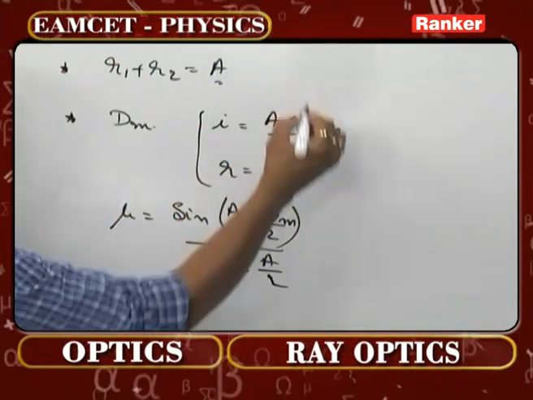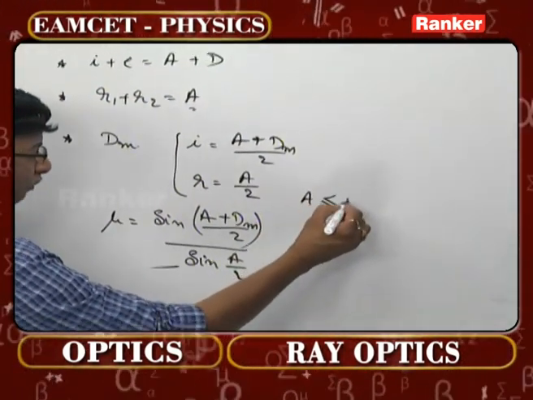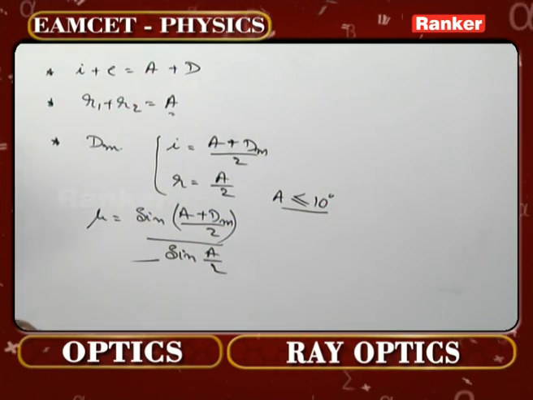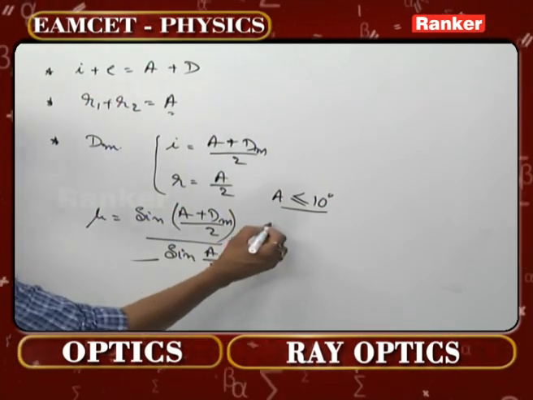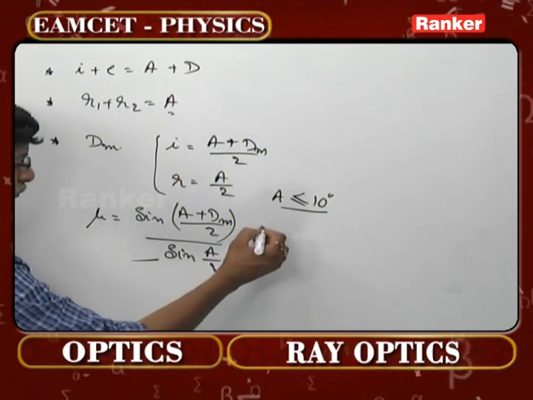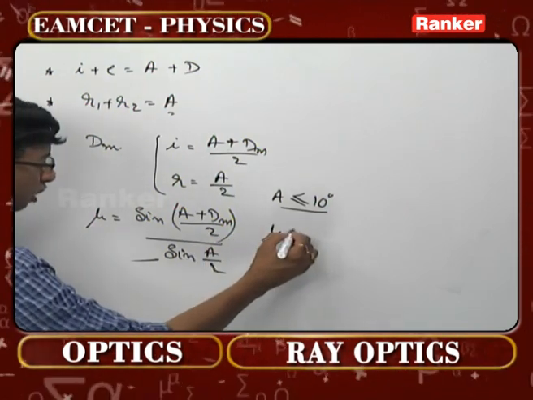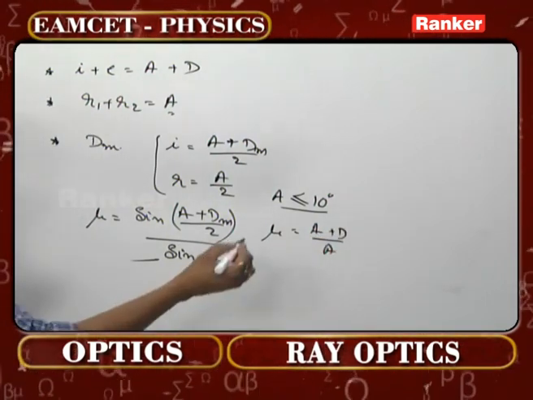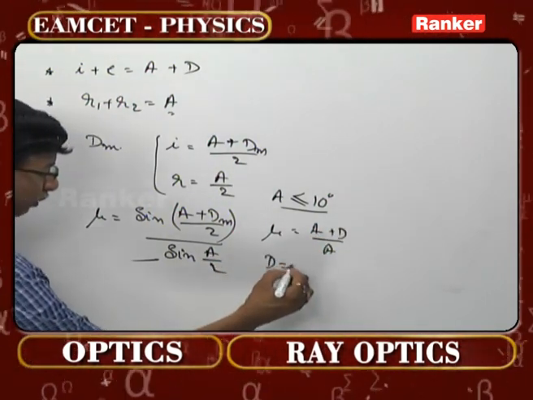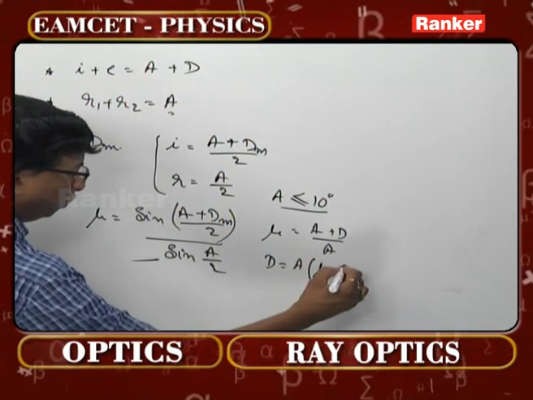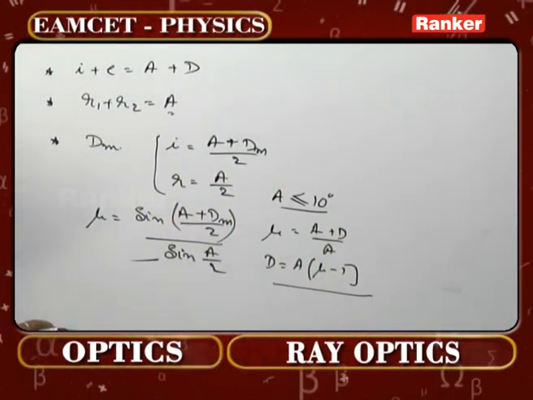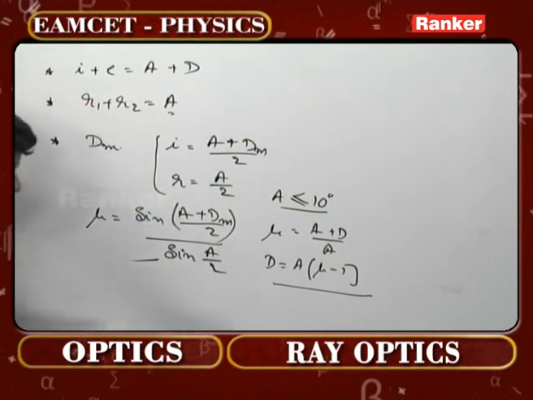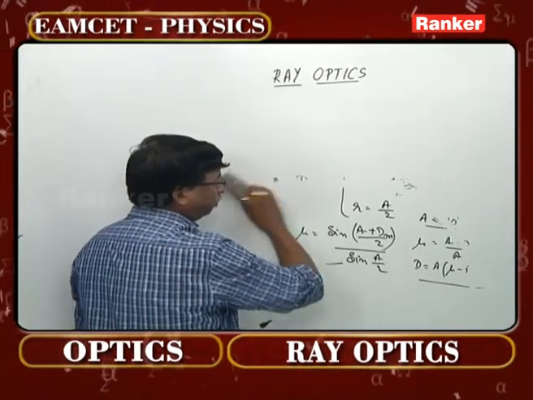By any chance, if the angle of the prism is less than or equal to 10 degrees, then that type of prism is called a small angled prism as such. At that time, we used to write the same equation this way, mu = (A + D)/A. So in other words, you can say D = A(mu - 1). That is the formula one should remember for a small angled prism. Likewise, come to the last point please.